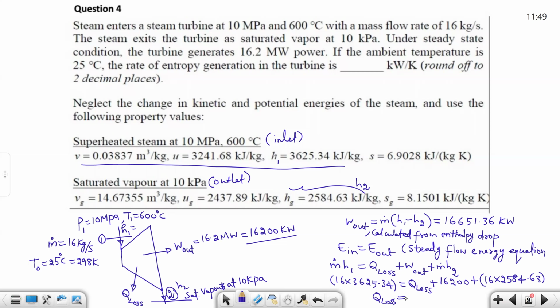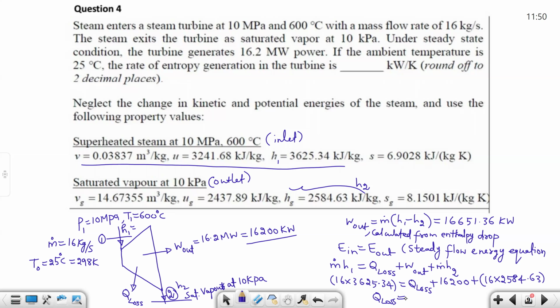Sometimes people may go without considering the heat loss. So if explicitly heat loss is not given, you just check whether the given work output is matching with the enthalpy drop. If it is matching, then there is no heat loss. If it is not matching, there must be a heat loss. That is why it is mismatched. So energy must be balanced. The only way to balance is by a heat loss or a heat gain, depending on the situation.